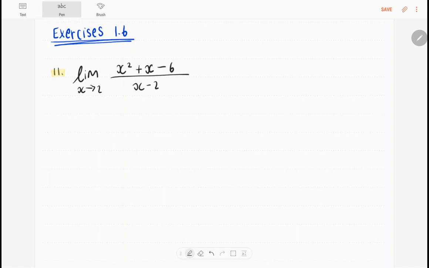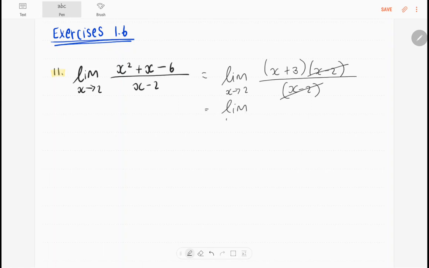We want to try and get rid of that denominator that gives us a problem. And we can do that quite easily in this case, simply by factorizing the numerator, so that we have x plus 3, x minus 2 over x minus 2. Those two factors cancel and we are left with the limit as x approaches 2 of x plus 3. And now we can just plug in our number 2. So we have 2 plus 3, which is 5.